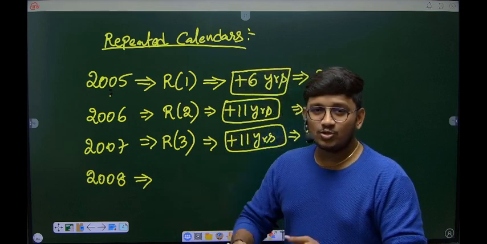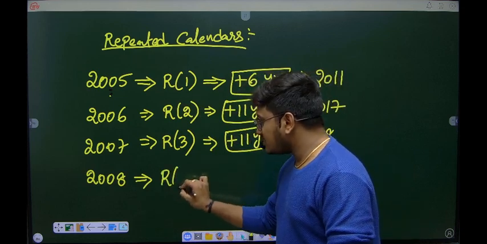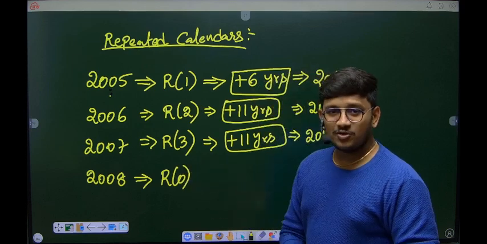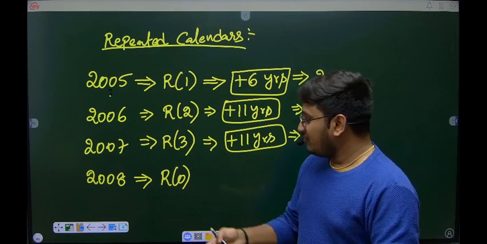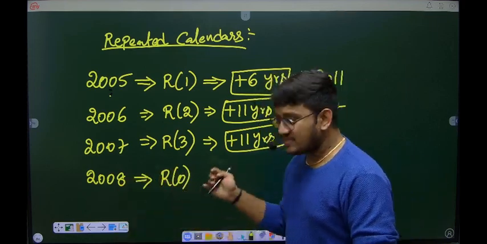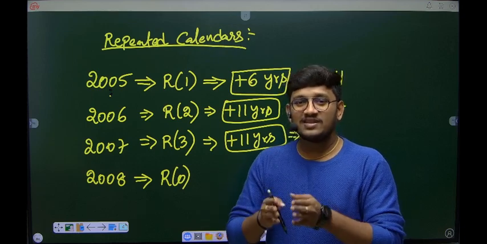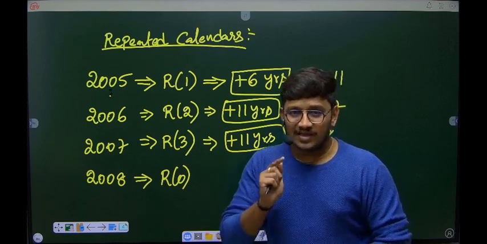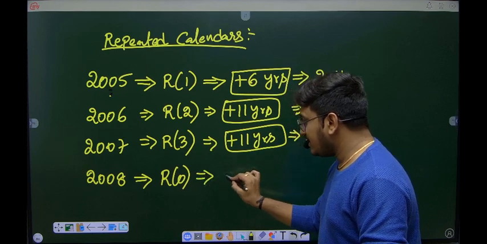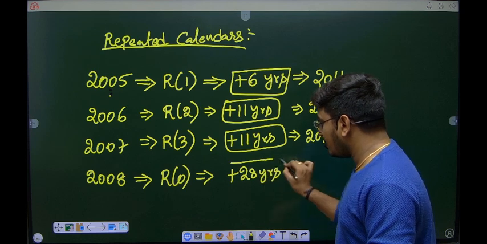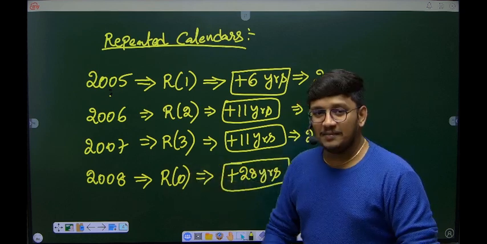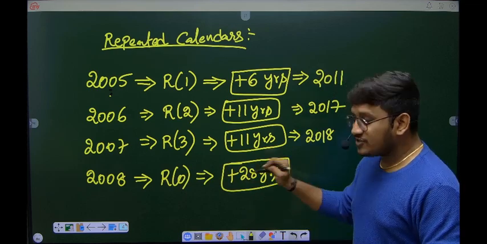Obviously, for 2008 the remainder is 0. Obviously you all know that if you divide by 4 and get remainder 0, that year is called a leap year. So all leap year calendars will be repeated after 28 years.